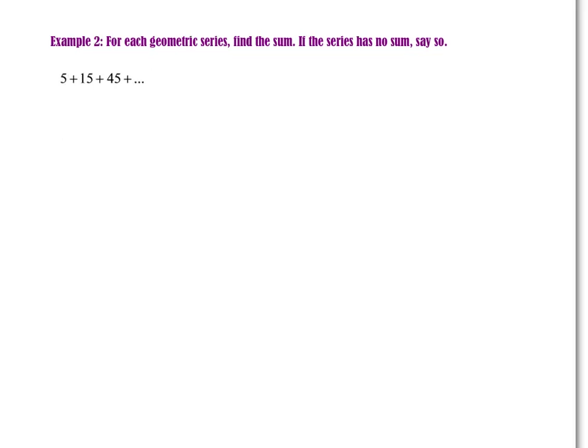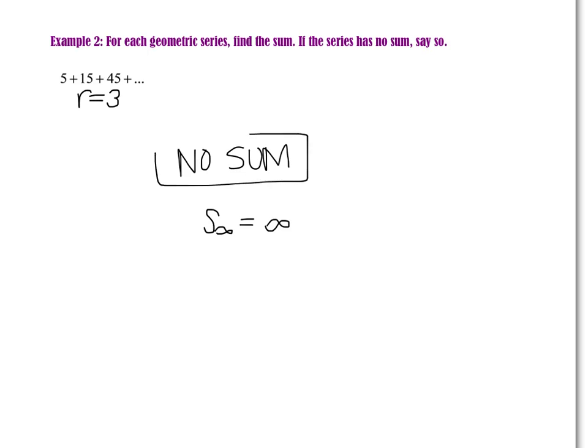Example 2, same directions. This is a geometric series. My common ratio is 3. This is not between -1 and 1, so there's going to be no sum. Basically, if I tried to add everything up until infinity, I would just go to infinity. I'm just adding bigger and bigger numbers forever. So this one is no sum.